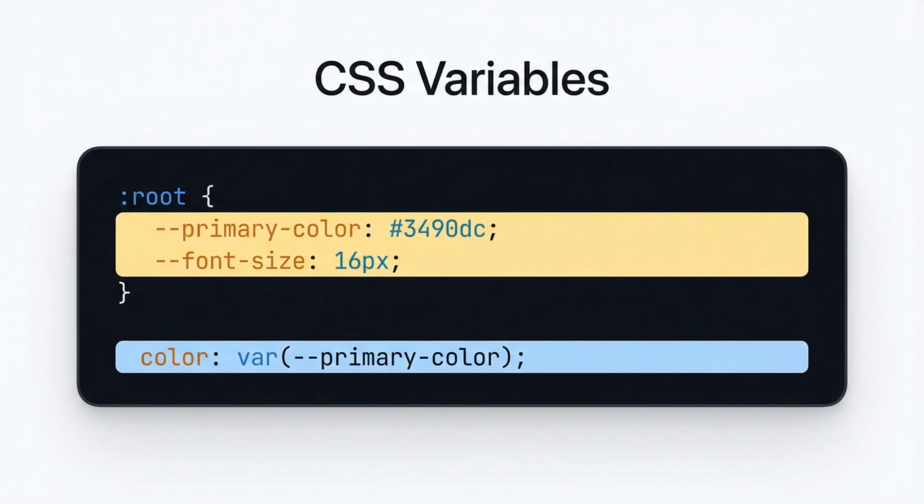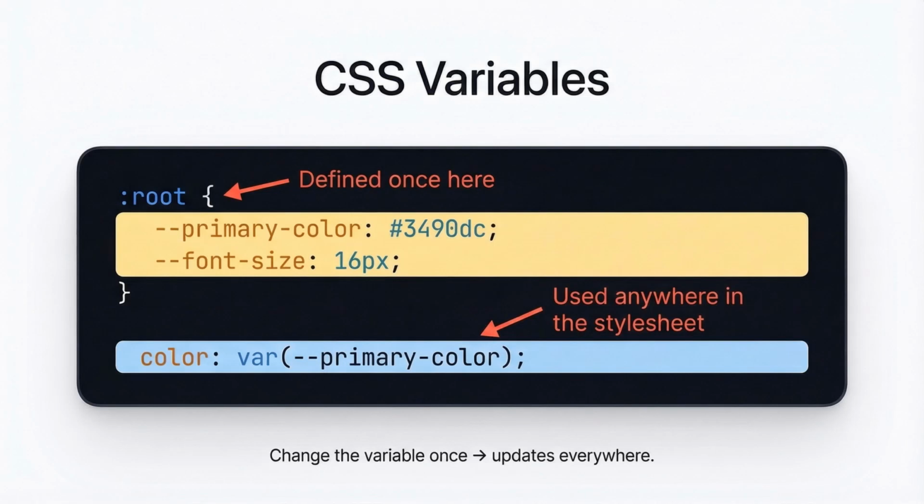Another student raises a question about CSS variables. How do you use variables in CSS? The instructor acknowledges this is a valid topic and says it will be covered when they work on the portfolio page project. CSS variables, also called custom properties, let you define a value once and reuse it throughout your style sheet. This makes your code much easier to maintain and update.